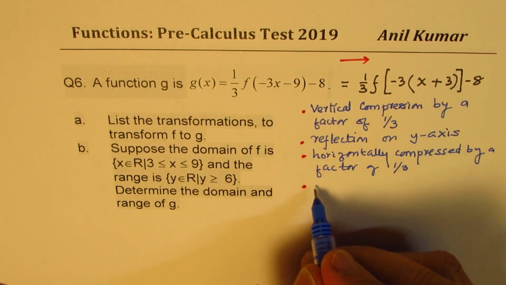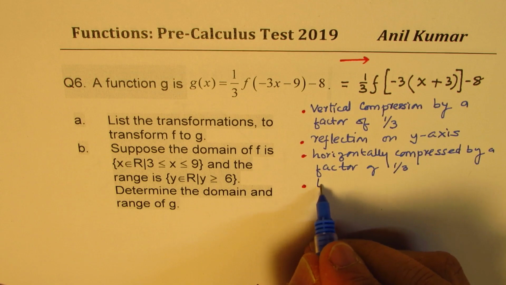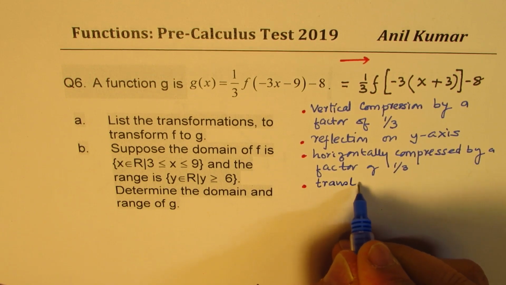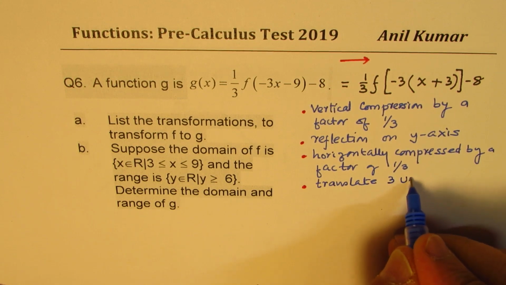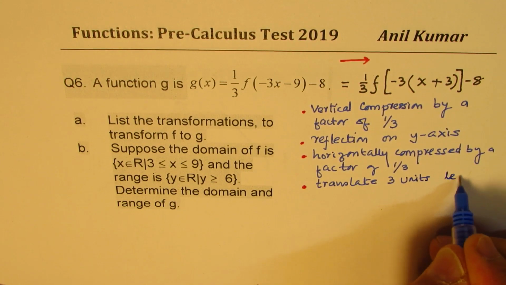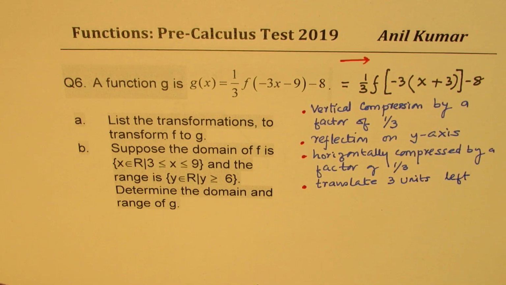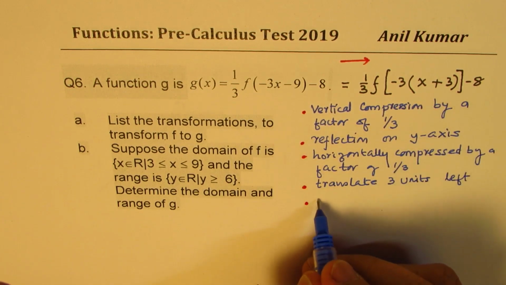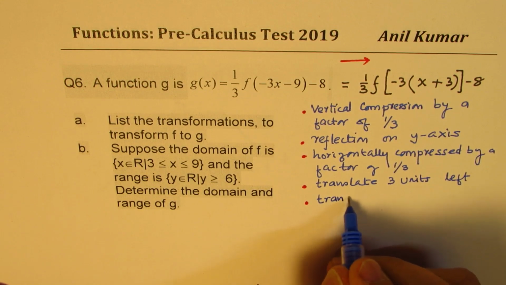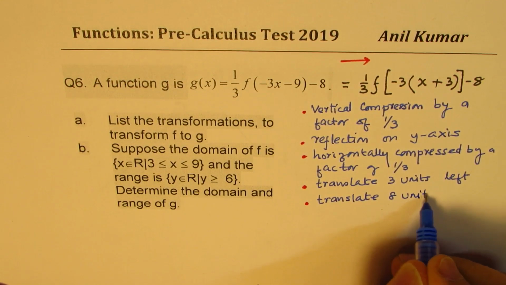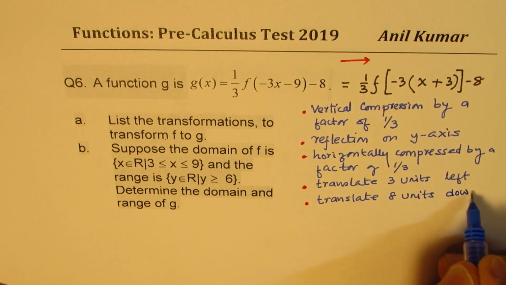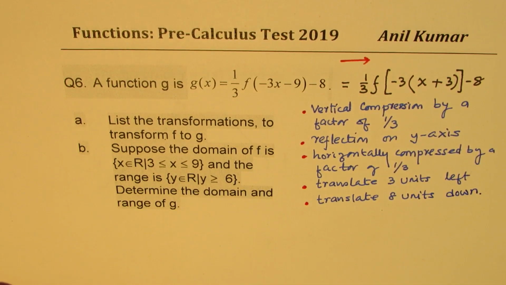Now this is horizontal translation. So you can say translate 3 units left. You can combine translations together. We'll write them separately though. So here translate vertically 8 units down. So these are all the transformations. Perfect. So first part has been done.